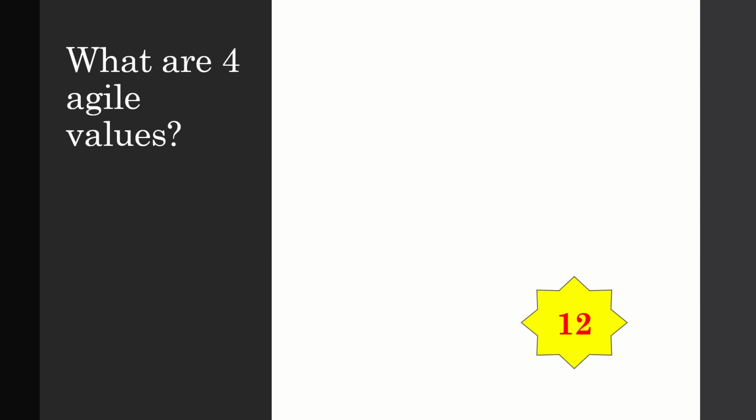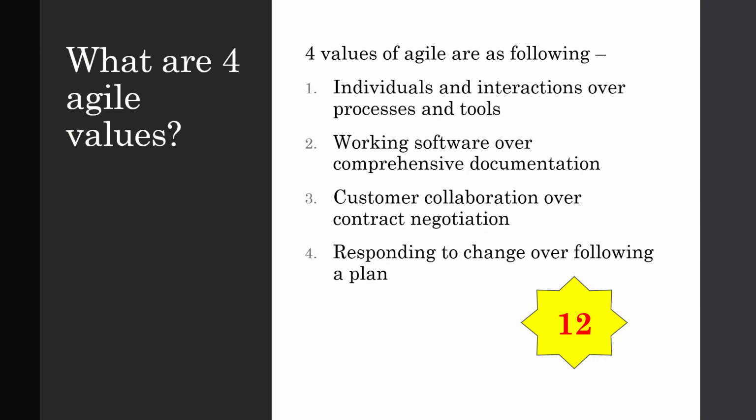What are 4 agile values? 4 agile values are as following: individuals and interactions over processes and tools. This means we should focus on interacting with people more rather than tools and processes. Working software over comprehensive documentation. No one wants to read, so let's focus on software more. Customer collaboration over contract negotiation. Rather than focusing on contract, let's focus on customer feedback and talking to customer more.